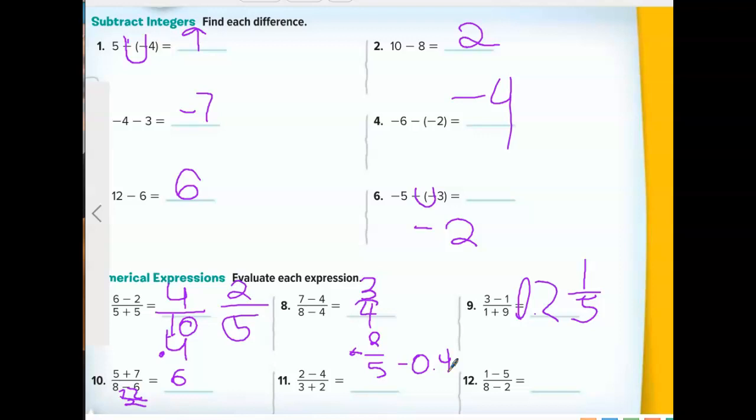-2/5. My negative's kind of messed up. Which is the same as -4. And then Bryn got -2 thirds. We agree. Because when you take 1 minus 5, you get -4. And then over 6, that can be simplified to -2 thirds.